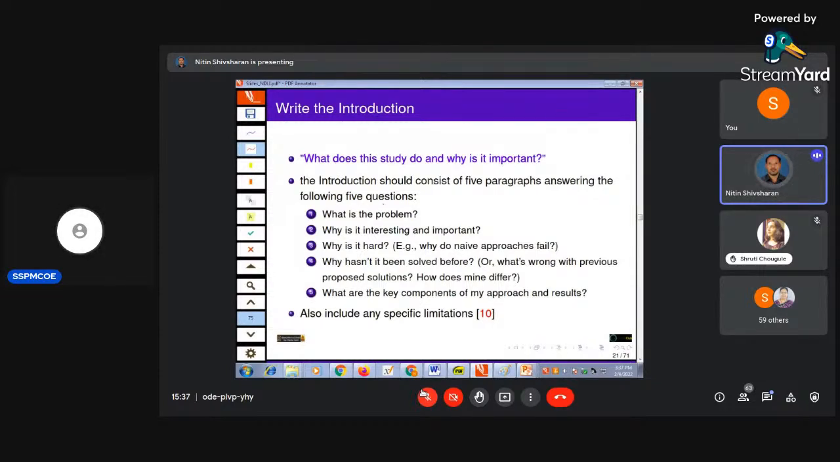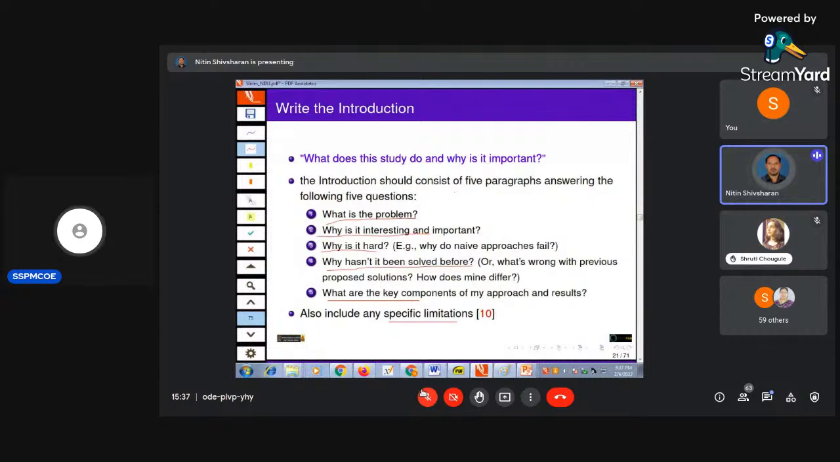The content of the introduction is nothing but answers to questions like: what is the problem, why is it interesting, why is it hard, why hasn't it been solved before, and what are the key components of my research approach and results. It also includes the specific limitations of the existing system, as well as what you are going to do and what you will be unable to do. We have to mention this in the introduction section.